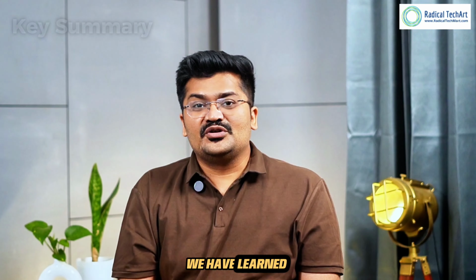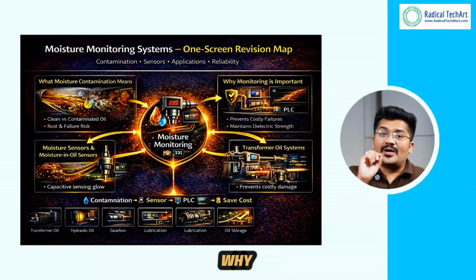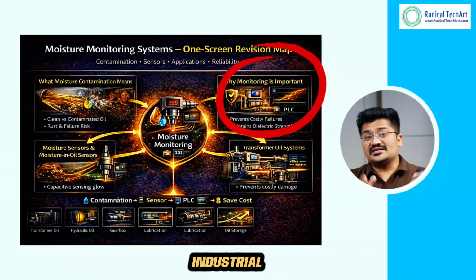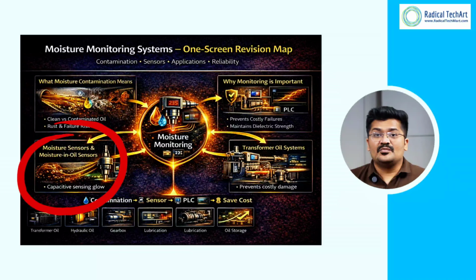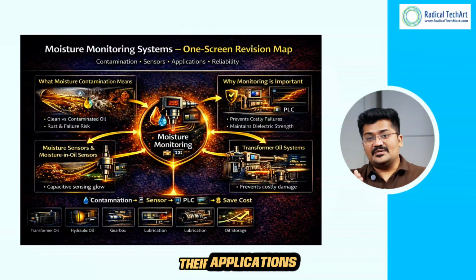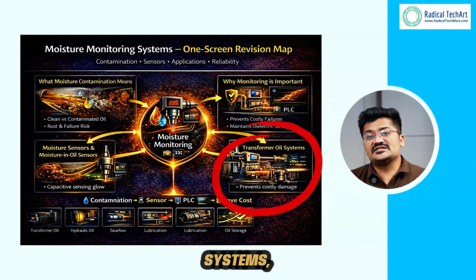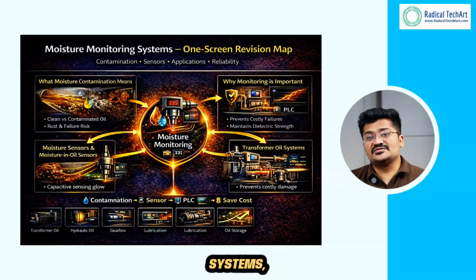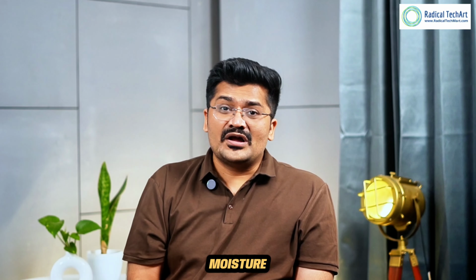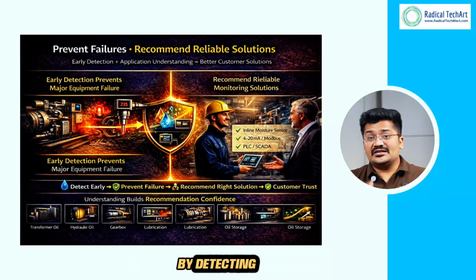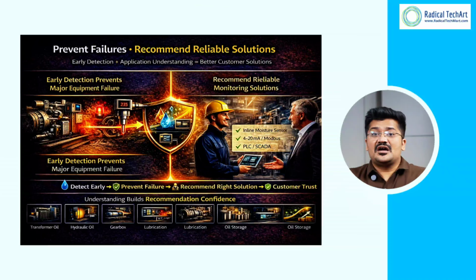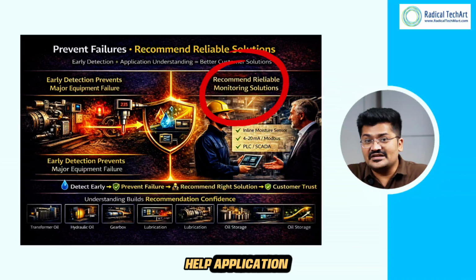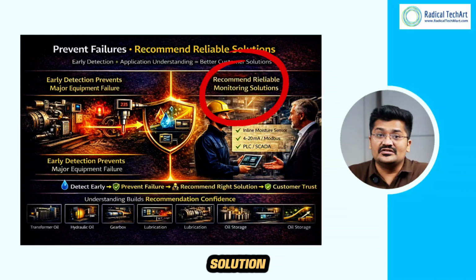In this module, we have learned what moisture contamination means and why moisture monitoring is very important in industrial oil systems. We also discussed moisture sensors, moisture in oil sensors, and their applications in transformer oil systems, hydraulic systems, lubrication systems, and many industries. Moisture monitoring plays an important role in equipment protection and predictive maintenance. By detecting water contamination early, industries can prevent major equipment failure. Understanding these systems will help application engineers recommend a reliable monitoring solution to the customer.